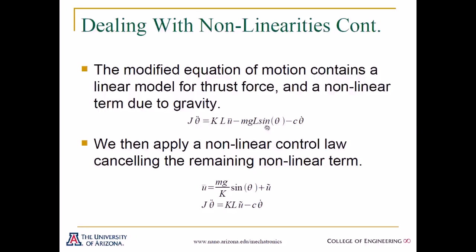To eliminate this term, we apply yet another nonlinear feedback control law, represented by a change of notation from U bar to U tilde. By adding mg sine theta over K, we cancel the nonlinear term in the equation, and in terms of U tilde, the system now becomes completely linear. This is the so-called method of feedback linearization, which we also used in the previous slide when we dealt with the elimination of the deadband.